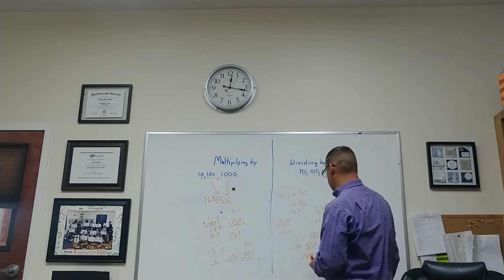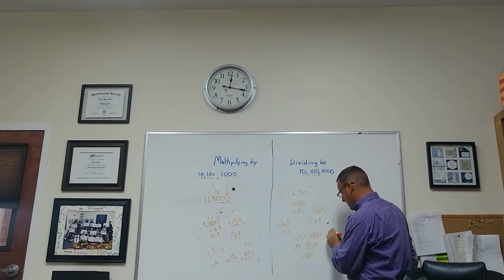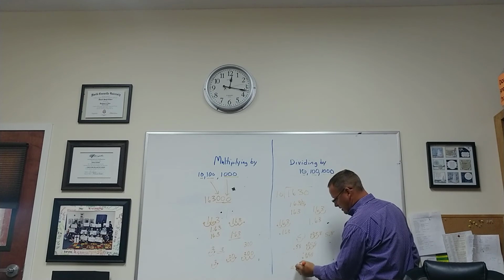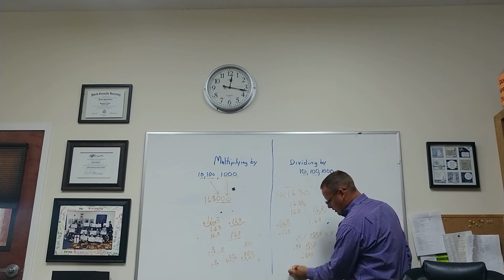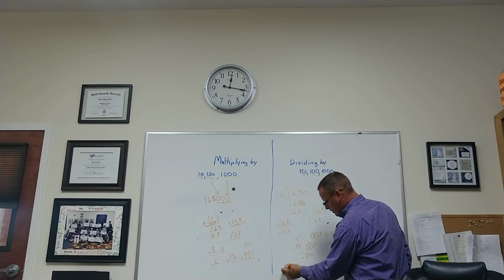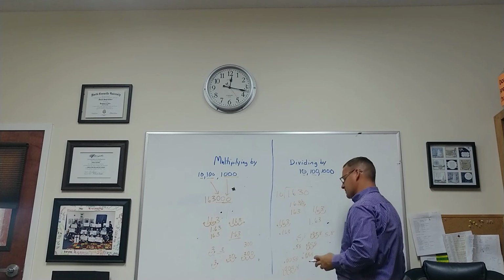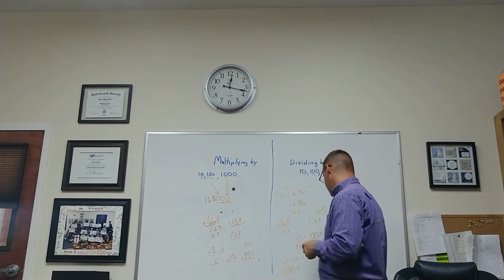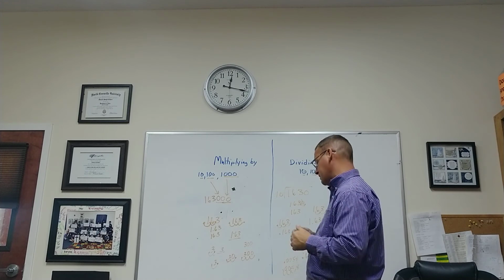What if we had to do it by 1,000? We've got 5.8. Okay, let me get down here where I got room. 5.8. We're going to go 1, 2, 3. Put our decimal point and add the zeros. So your answer will be 0.0058. And that's it, guys. That's how we would multiply and divide by decimals, by 10, 100 and 1,000.